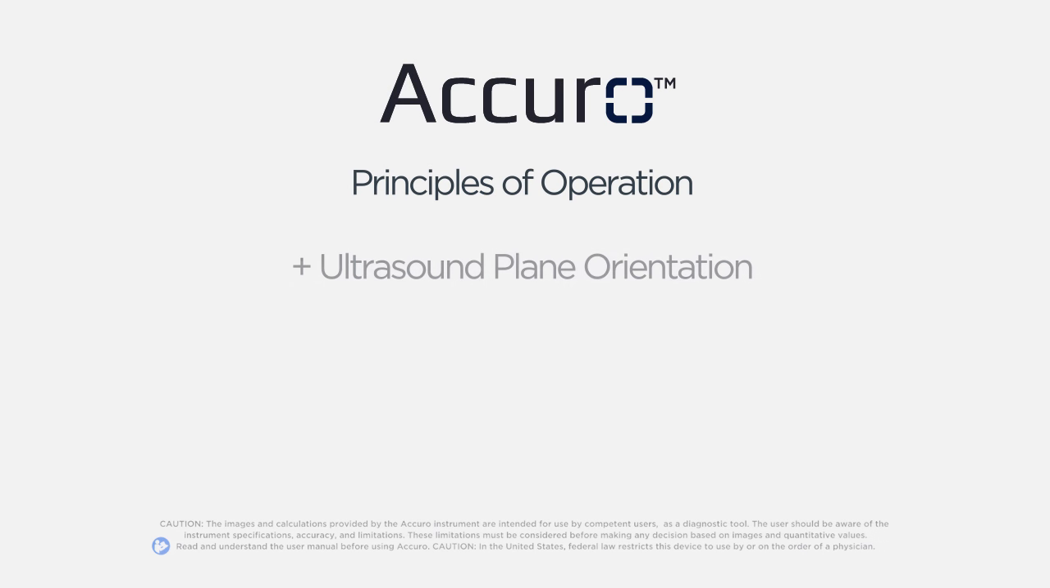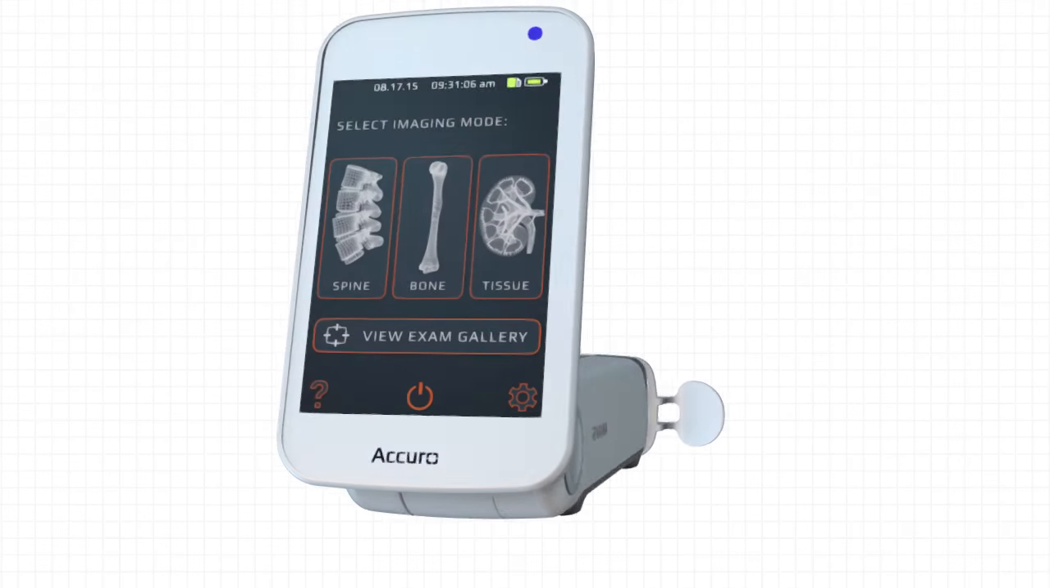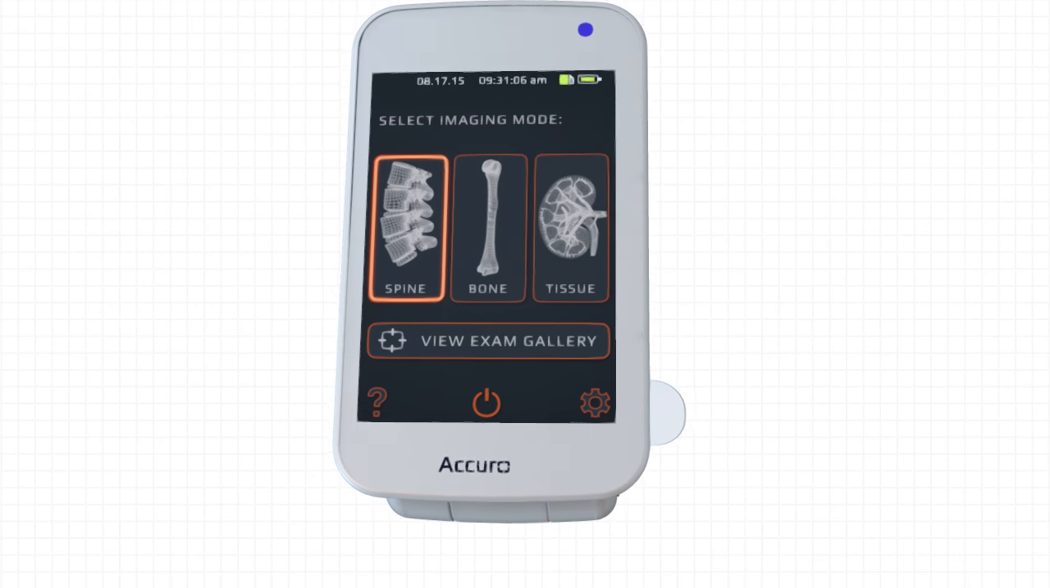This video demonstrates the principles of operation for Accuro's SpineNav 3D technology and a demonstration of how to use Accuro for guidance of epidural and spinal anesthesia.